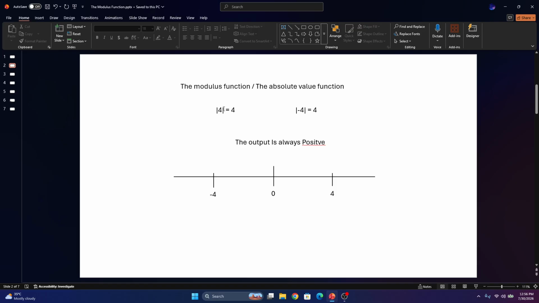So for example, the modulus of 4 is just going to be 4, and the modulus of -4 is still going to be 4 because that's the magnitude of the number, and we can understand this by looking at a number line. So 4 is 4 numbers away from 0. So basically that's going to be the magnitude of its distance. And -4 is also 4 numbers away from 0, so that is going to be a magnitude of the distance. And hence the output of a modulus function is always going to be positive. It's always going to be the positive value of whatever is inside of it.